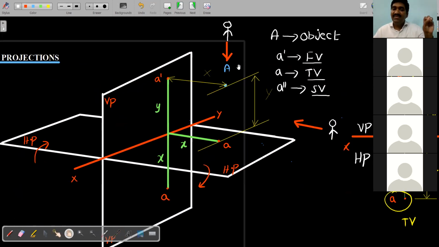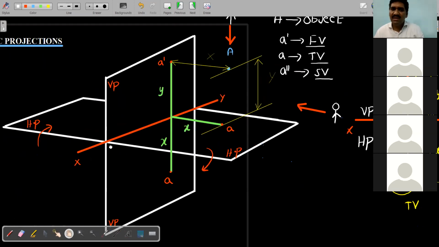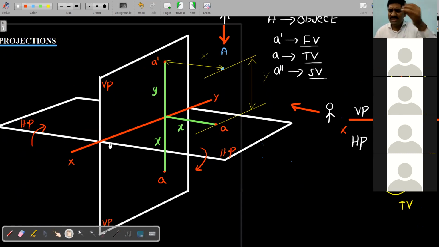This class is the basic class. This is the key to passing engineering drawing. Openly I'm saying, I'm just saying openly. Okay, you cannot pass engineering drawing if you don't understand this concept.